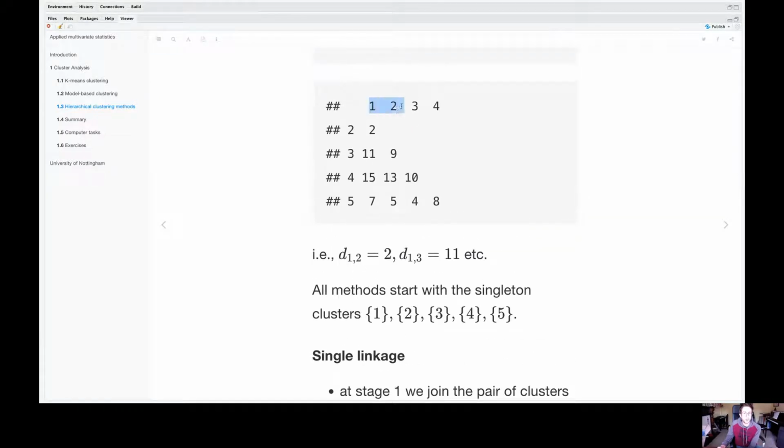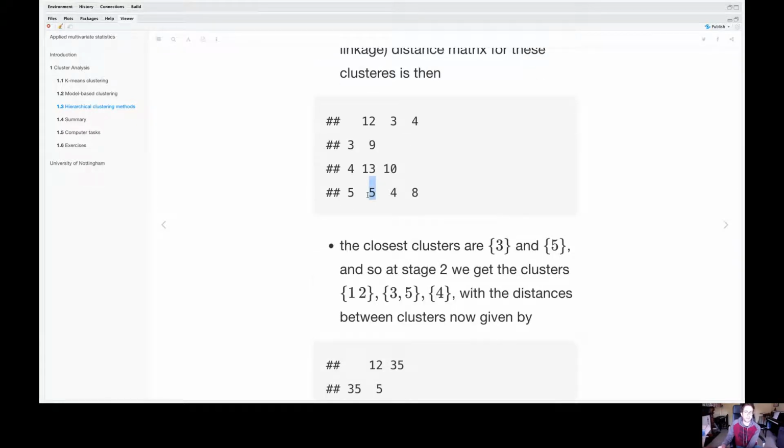Finally, let's do the distance between {1, 2} and 5. Well, that's the minimum of these two numbers using single linkage, which is 5. So we get 5 here. Now, the other clusters haven't changed, so these numbers are the same as before. Okay, so that's stage 1.